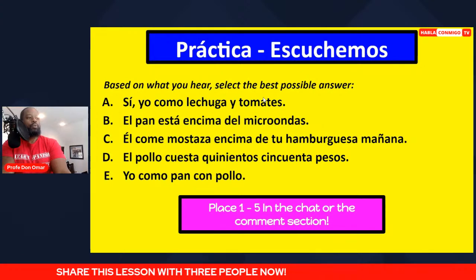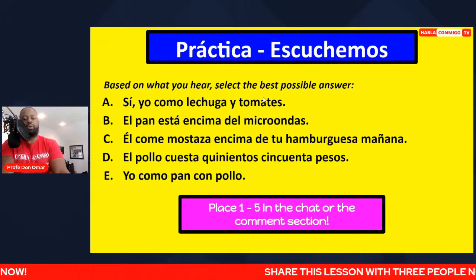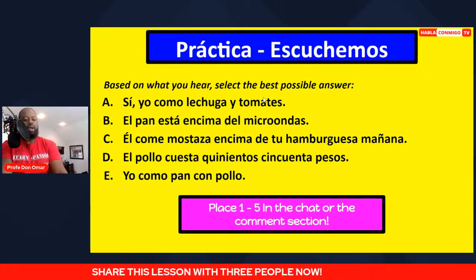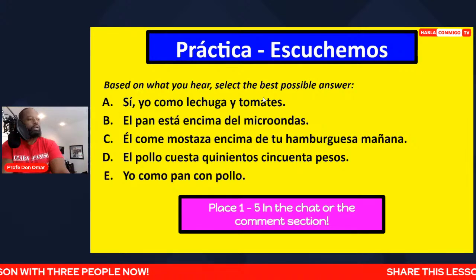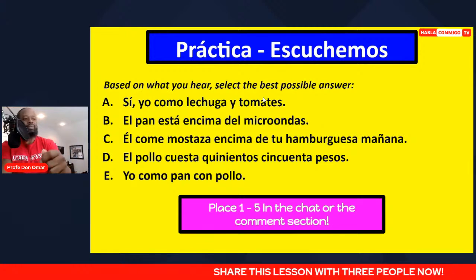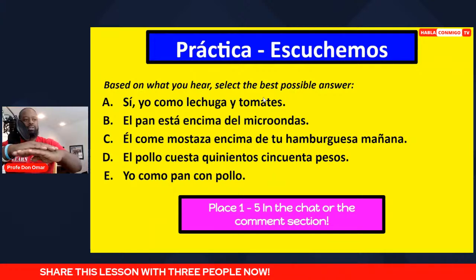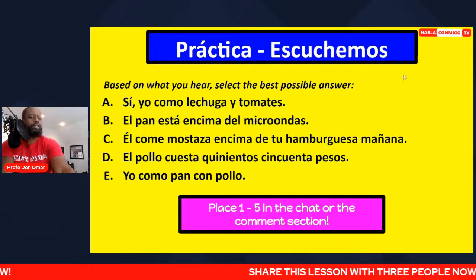All right. Number 1, yes. Number 1 would be yo como pan con pollo. I eat bread with chicken. Excelente. Let me go back to número 2. ¿Qué come Manuel mañana? Señor Todd dice, él come mostaza encima de tu hamburguesa mañana. It should be su hamburguesa, not tu. That is definitely a typo.